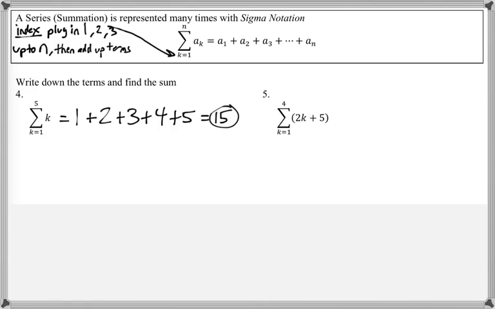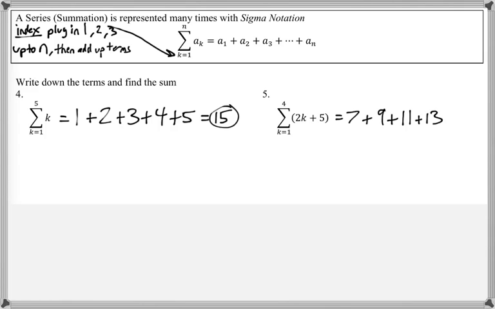Looking at number 5, we kind of have a more complicated formula here, but the process is the same. So you start with k is equal to 1 and plug that into the formula, and that will get you 7. Then you move up to k is equal to 2 and plug that into the formula. So if you plug 2 in, you get 9. Then you move up to k is equal to 3 and plug that into the formula, and you get 11. And you should be able to start to see a pattern here. But then if you plug in 4, and that's our last term that we plug in, we get 13.